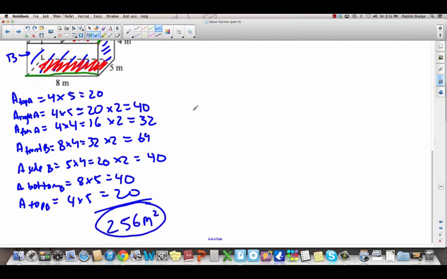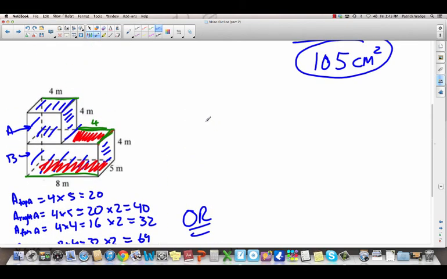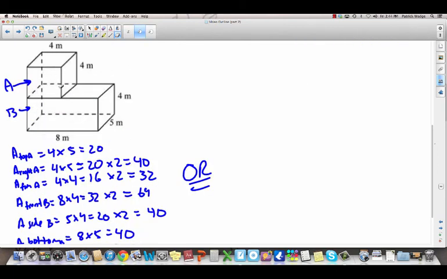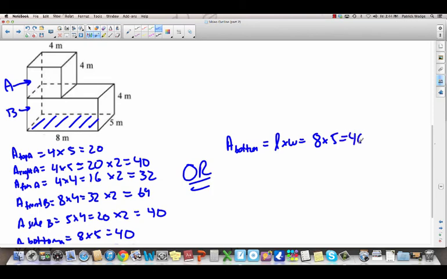Okay, I want to show you a different way. It's almost the same, it just saves a little bit of time. Let me erase all this and show you how you could do this a little bit quicker. Let's start by looking at the entire composite shape. The first thing I want to do is get the area of the bottom of the entire thing. That's this bit right here. It's a rectangle, length times width, so it's 8 times 5, which is 40.